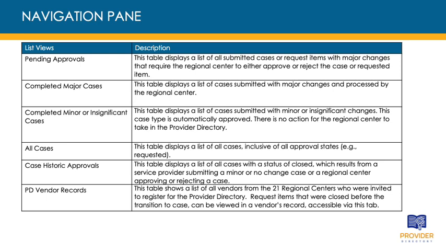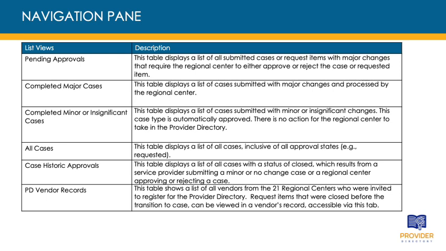Completed Major Cases. This table displays a list of cases submitted with major changes and processed by the Regional Center. Completed Minor or Insignificant Cases includes a list of cases submitted with minor or insignificant changes. This case type is automatically approved. There is no action for the Regional Center to take in the directory. All Cases. This table displays a list of all cases inclusive of all approval states, such as requested.